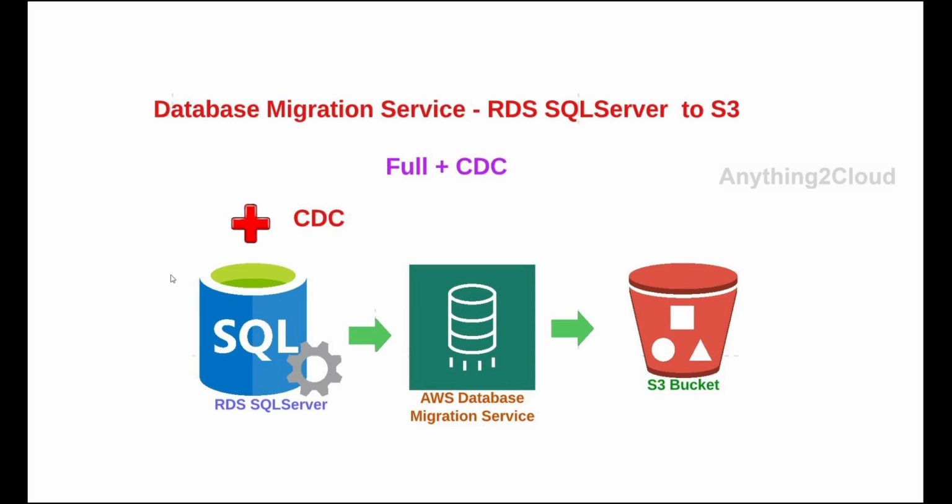In this video, we'll see how we can migrate the data from RDS SQL Server to S3 bucket using the AWS DMS service. So we're going to do both full load as well as CDC from RDS SQL Server to S3 bucket. Let's jump into AWS and see how it's going to work.